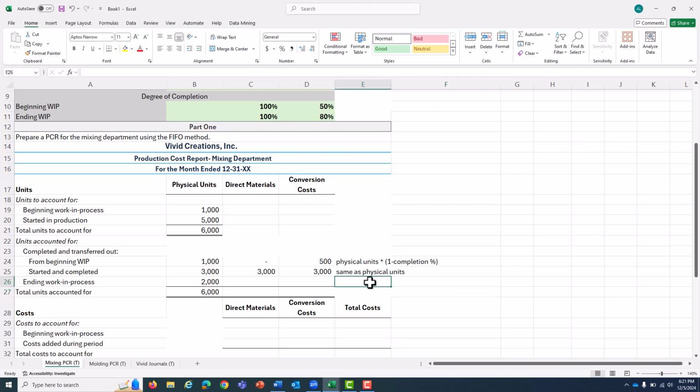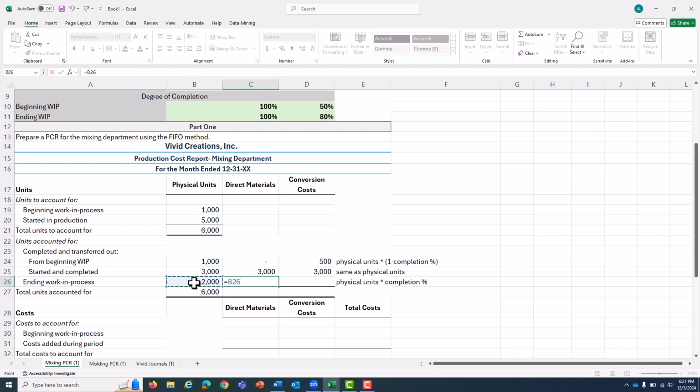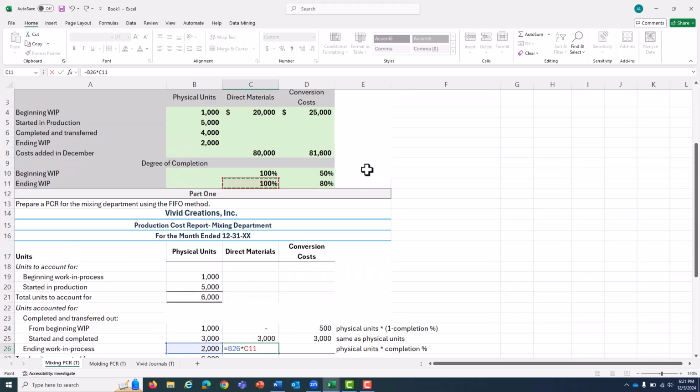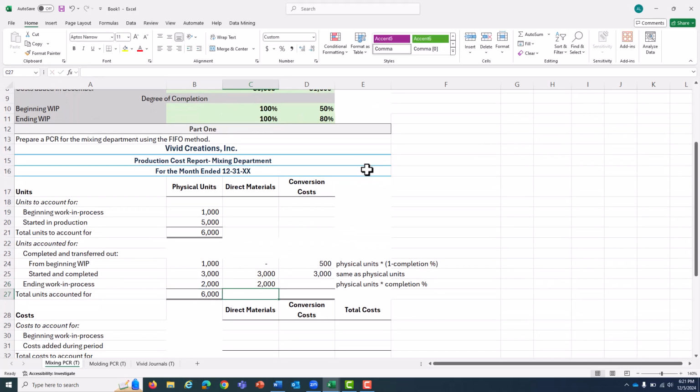For our ending WIP, that's the same as AVCO. You take your physical units and you just multiply it by how complete they are, what percent complete they are when the period ends. So the 2,000 units that we have in ending WIP are 100% done for their direct materials, which means our equivalent units is 2,000. To put all the material costs into 2,000 units and have them be all done, it's going to be the same cost that 2,000 units would cost.